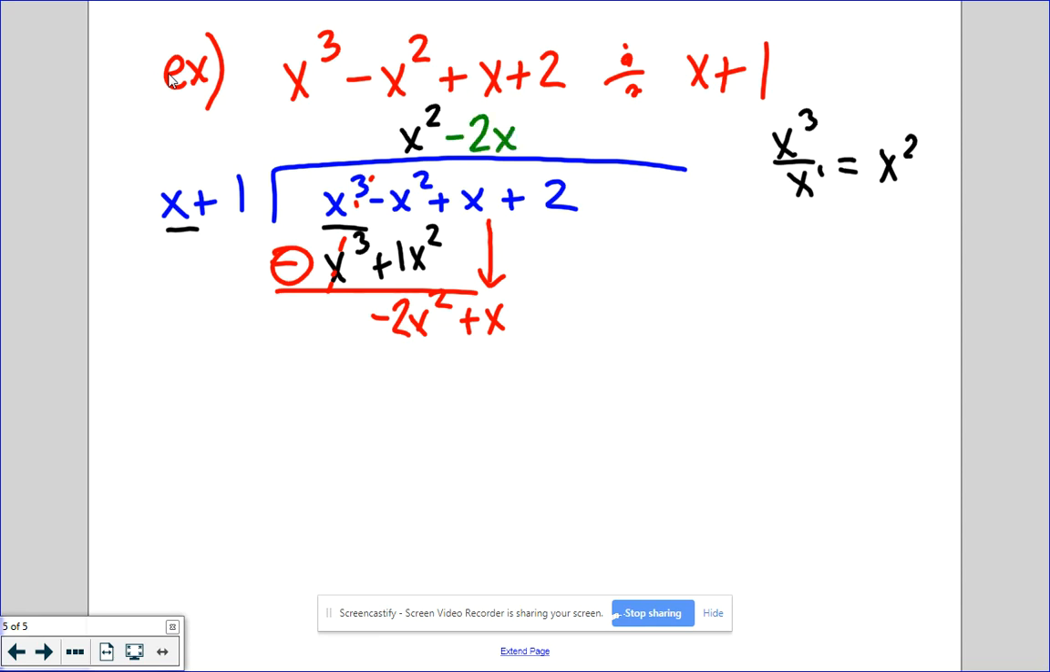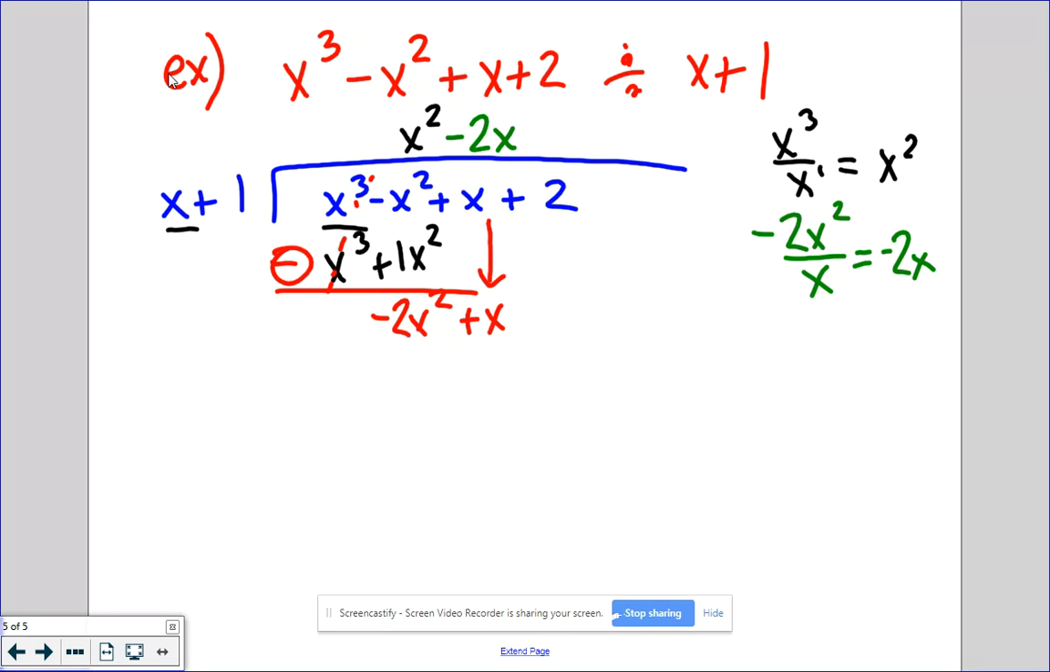Negative 2x. And again, how did I get that? Negative 2x squared divided by x. Negative 2 divided by 1 is negative 2. X squared divided by x is just x. Everybody with me so far?